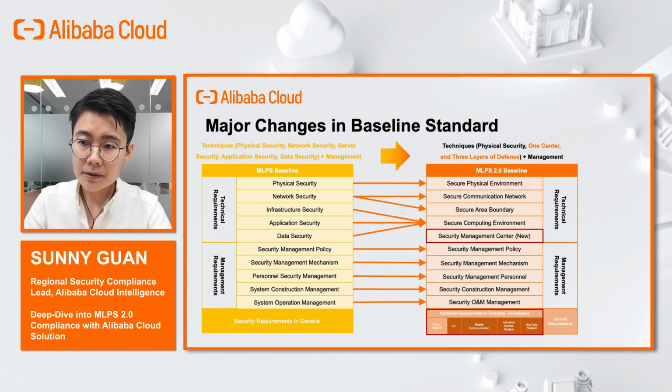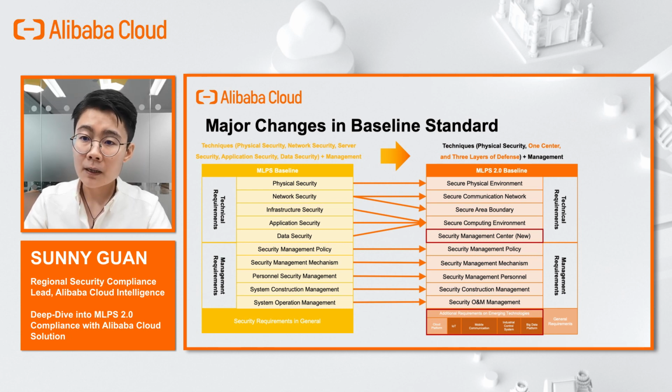Under MLPS 2.0, a security management center is required to centrally control and monitor the security of the objects and surrounding networks. Together with a revised security communication network, area boundary, and computing environment, such a mechanism is called one center with 3 layers of defense. The other change is a set of additional requirements as an extension on emerging technologies.